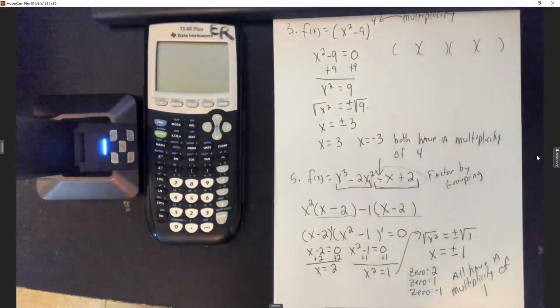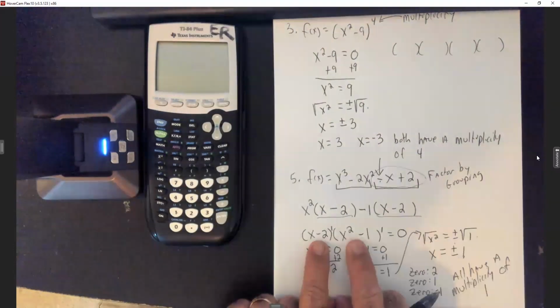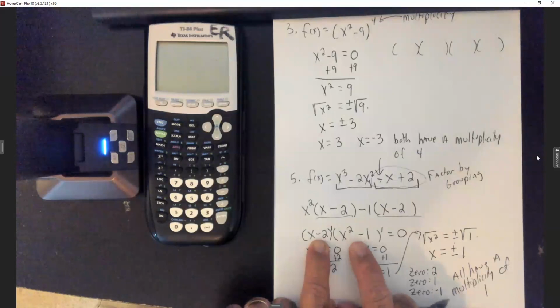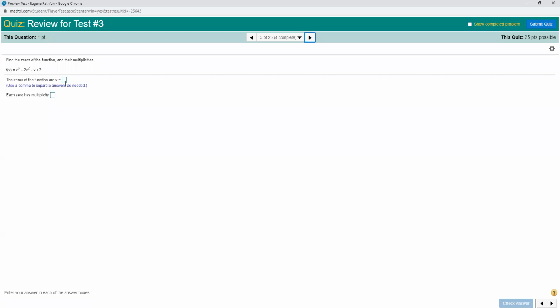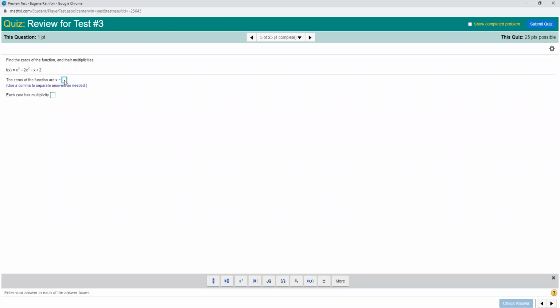So factor the 4-term polynomial until you get it down to this spot. And then at that spot, take both of these factors and set equal to 0 and solve them, okay? All right, so we want to go back to the test and put this in. So this says the zeros are, we said we had a 2, comma, 1, comma, negative 1. And then each 0 has a multiplicity of 1, we said.